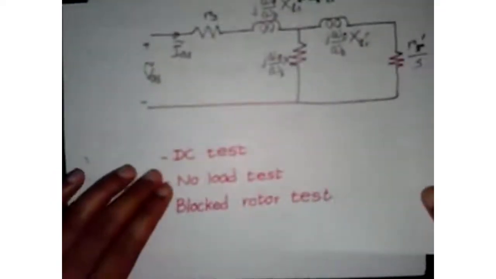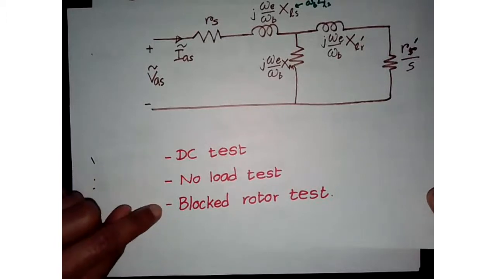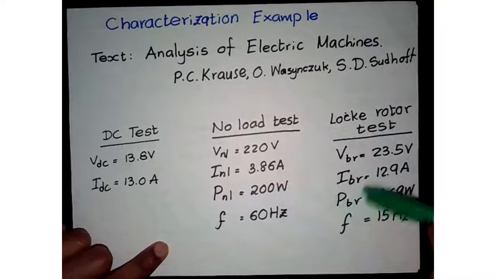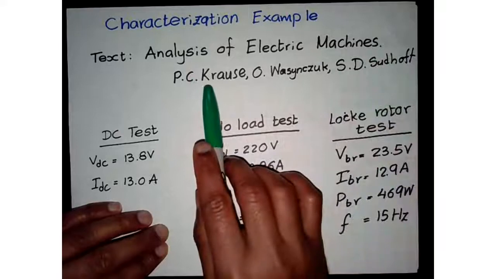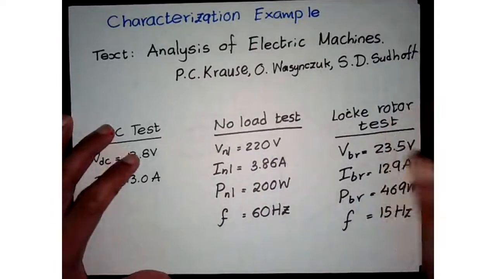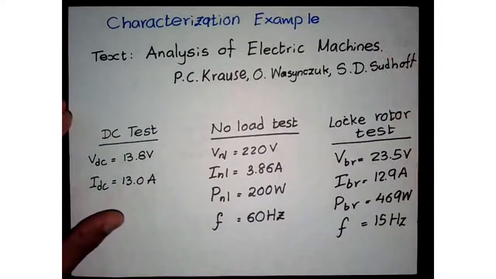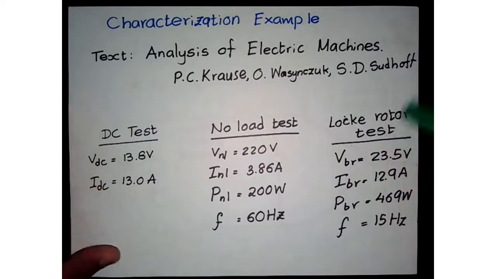We have three tests that we're going to use: a DC test, a no load test, and a blocked rotor test or locked rotor test. The data that I'm taking are from the book Analysis of Electric Machines by Professor Krause, Wasynczuk, and Sudhoff from Purdue University. This is a very good book to have with you if you are working in this field. There are other textbooks too that you can refer to. More or less, they follow the same principles that we discussed.